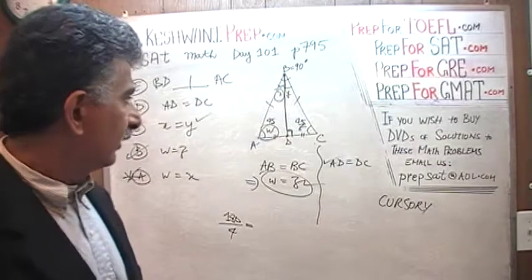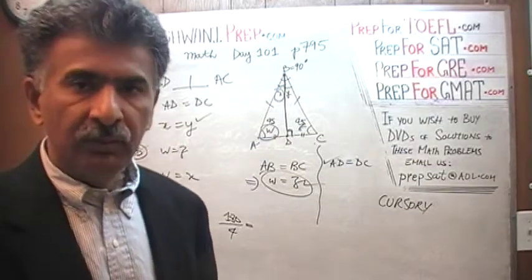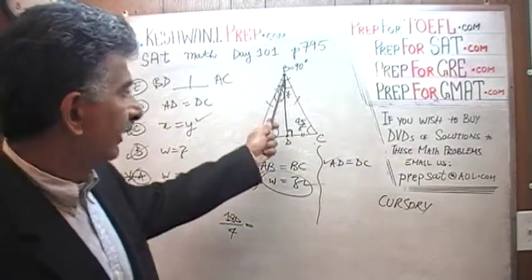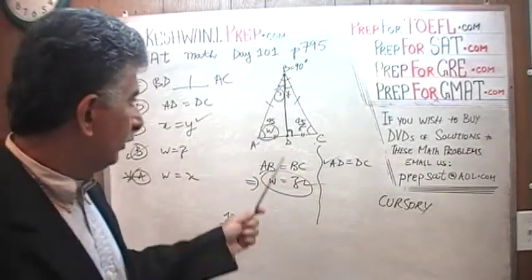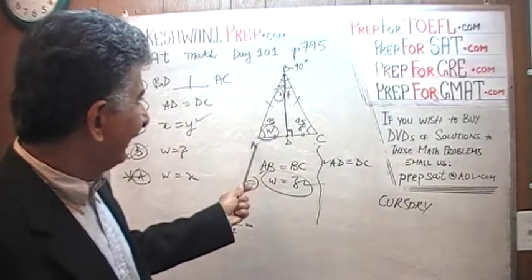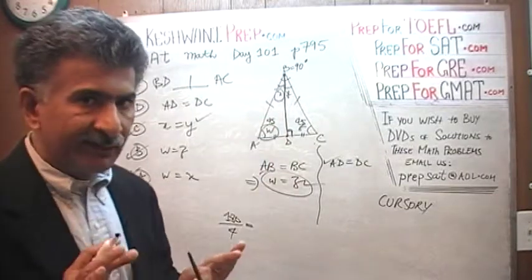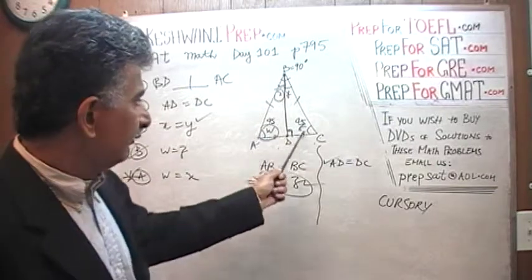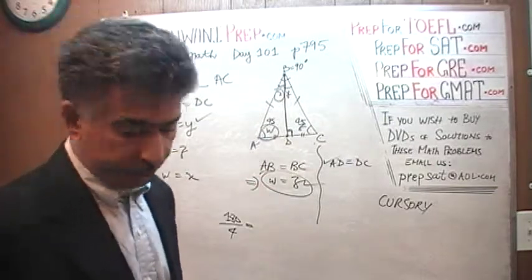There is no way for us to know if this is actually a 45, 45, 90 angle. We have no way of knowing if angle B is 90 degrees. All we know is that W equals D because A to B is equal to B to C. All we know is that it's an isosceles triangle. That's all we know. We have no way of knowing if these are in fact 45 and 45. So the answer is A.